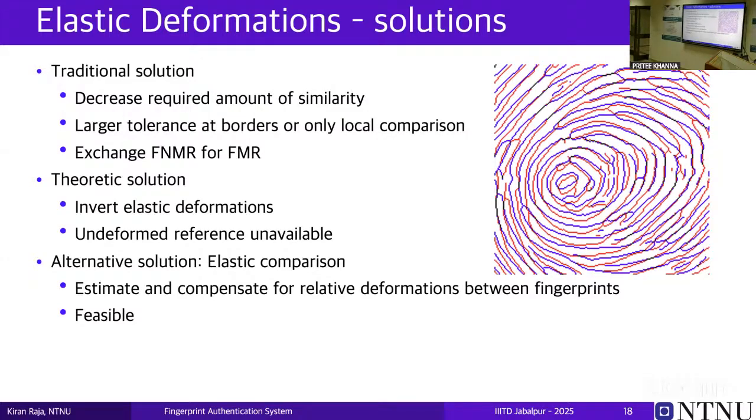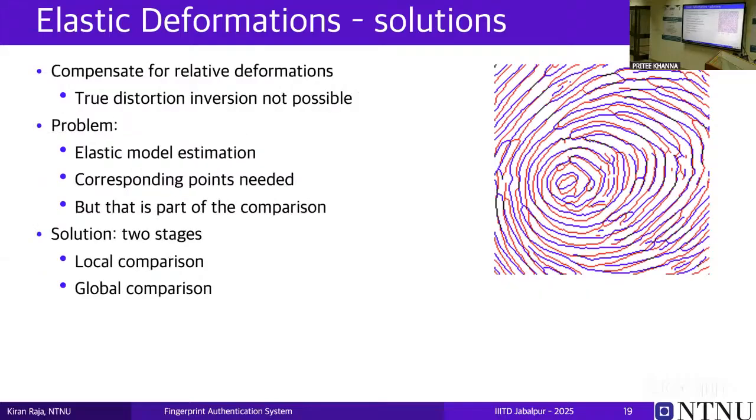Okay, and then what can you do? We have now established that true distortion inversion is not possible. When I say not possible, it's theoretically not possible, maybe practically to some extent. What is the other problem? We also need to have corresponding points. If I do not overlap the images on each other, I do not have any corresponding points. That forms the first problem. So what I can do is compensate at the comparison level, as I said in the previous case, where it might be tricky.